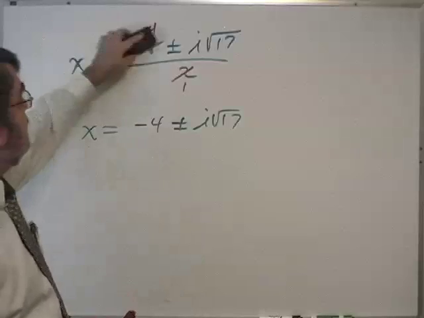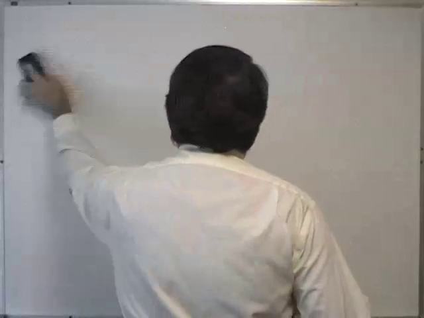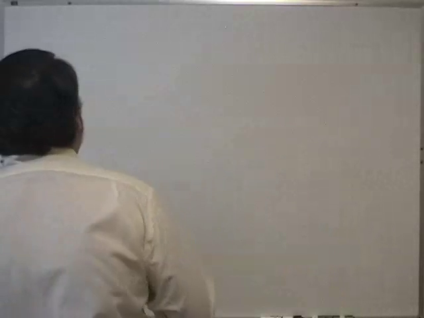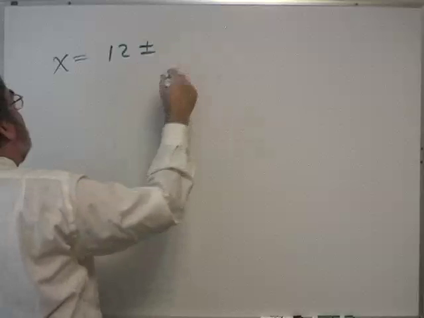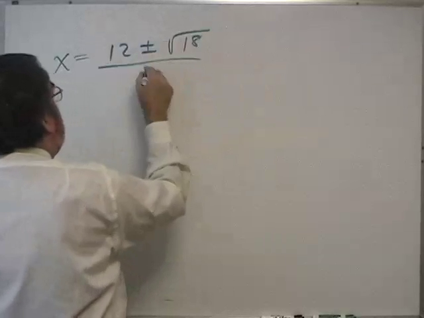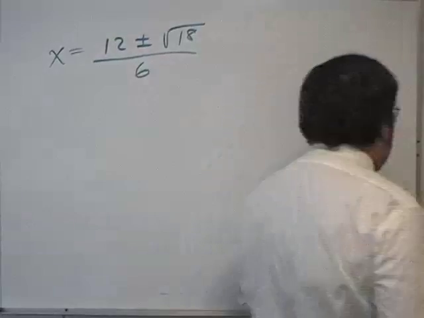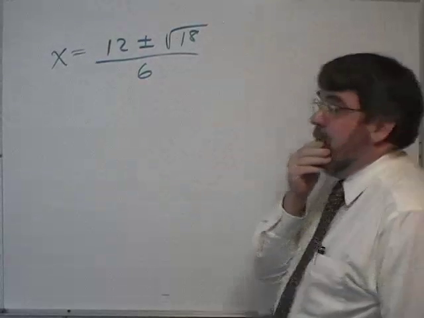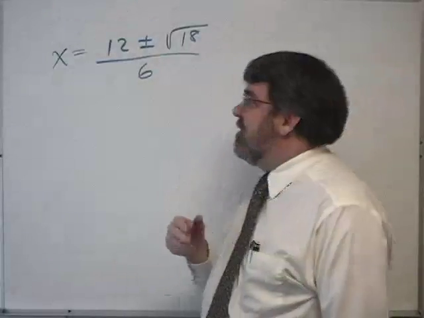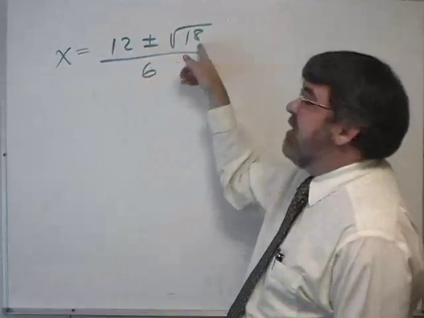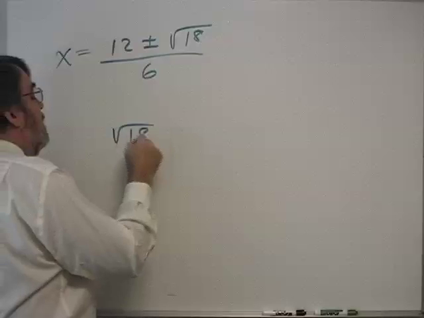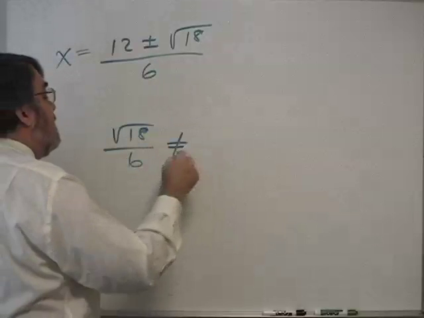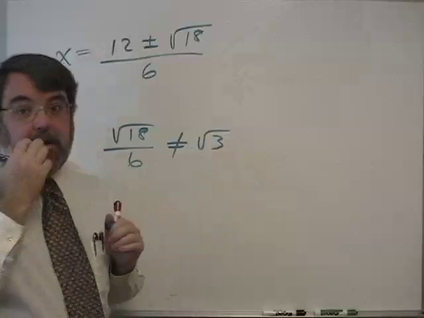So let me give you a couple of examples of simplifying when you can simplify. Suppose we get this kind of result: x equals 12 plus or minus the square root of 18, over 6. Well, another common mistake is to cancel the 6 into 12 and into 18. And here's the problem with that. The square root of 18 divided by 6 is not the same as the square root of 3.